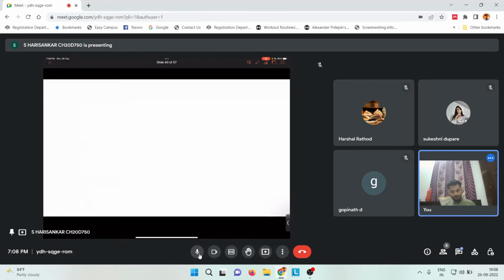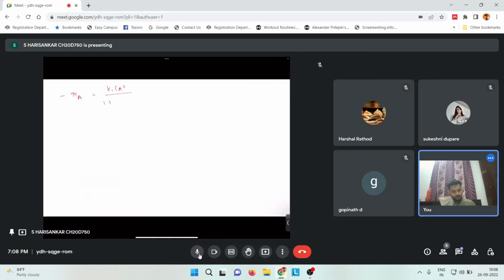So here it was minus Ra is equal to K1 Ca square by 1 plus K2 Ca raised to 0.5. Any number you see in the denominator of a rate equation is basically unitless, no matter how big the number is. It is very rare that you see a rate equation like minus Ra is equal to 1 plus some K Ca raised to 2 or something like that, because this one is basically unitless, right?